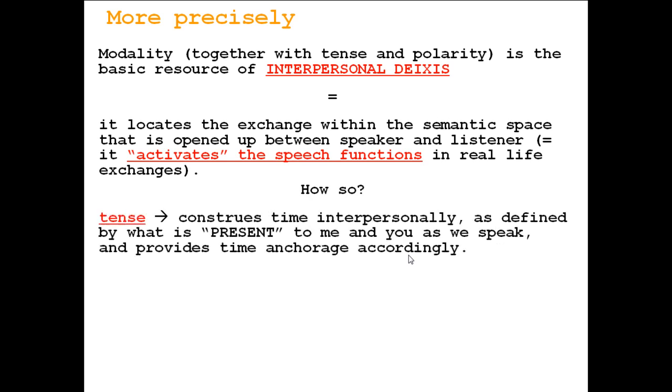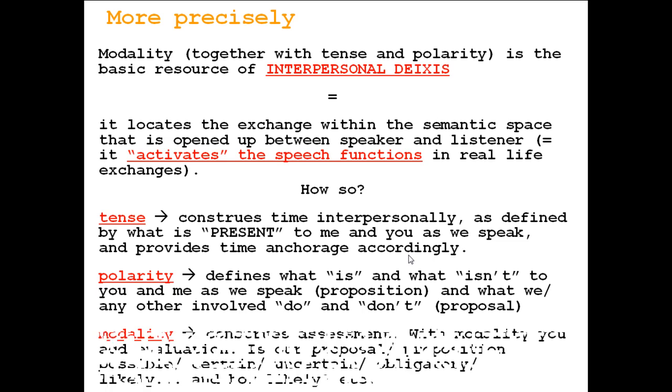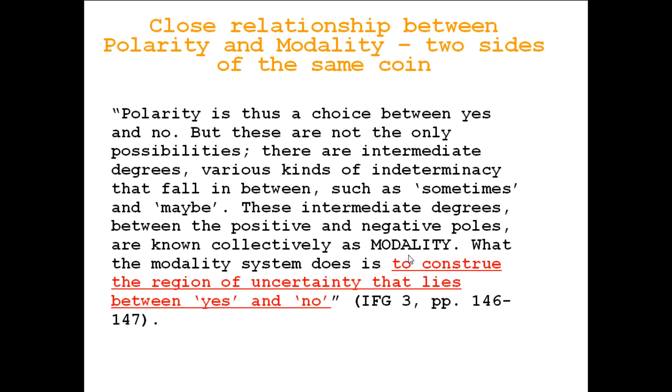How does this happen? Well, this happens as we saw with mood, it happens with tense, it happens with polarity, which is a particular type of modality. Okay, and here you have a description of each of these. Alright, so as I told you, polarity and modality are two sides of the same coin. So if you read this quotation from the third edition of Introduction to Functional Grammar, you'll see this explained very clearly. So you might want to describe polarity as a choice between the two extremes of yes and no.